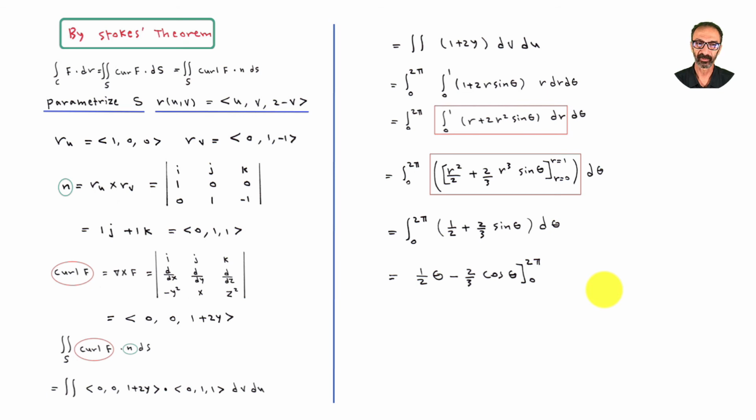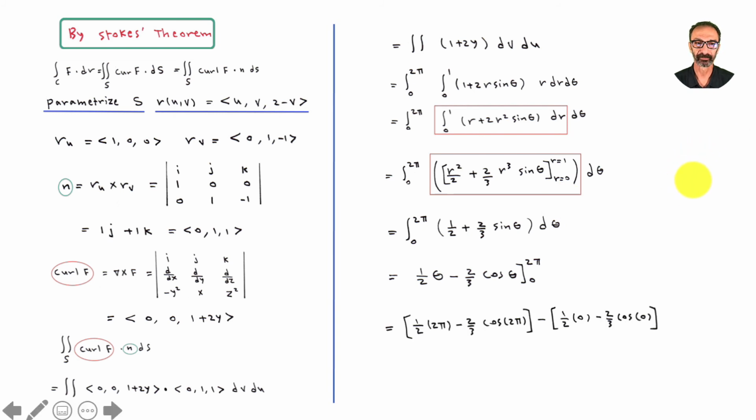Plug in 2 pi and plug in 0. Simplify. Instead of reading it, I'm displaying the whole thing for you. Simplify. Last step. Same answer. Hopefully that was helpful. But now I want to show you a different way.